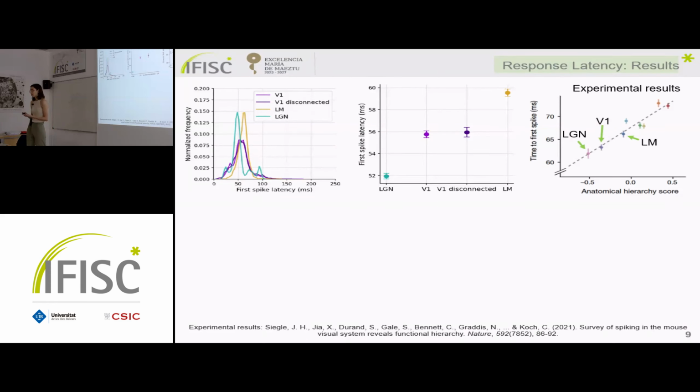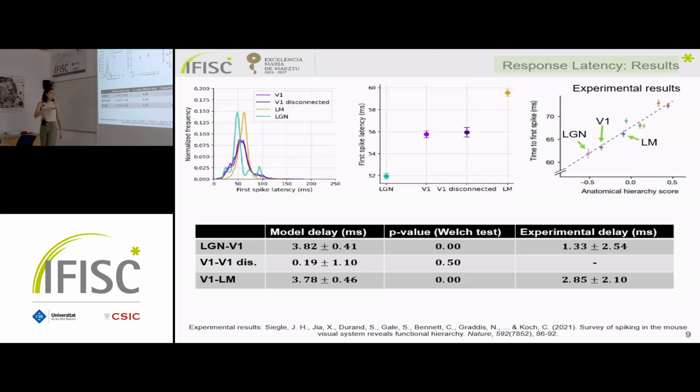What we can really do and measure and compare is the relative distance between different regions, which shouldn't change from the experimental results. And we do this, and we see that the difference between LGN and V1 and between V1 and LM lies within experimental errors of the delays that are obtained from experimental values.